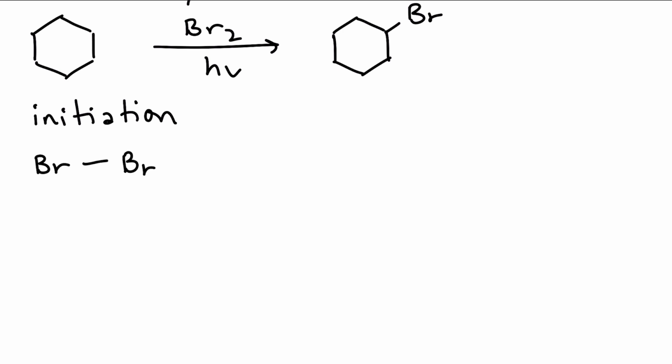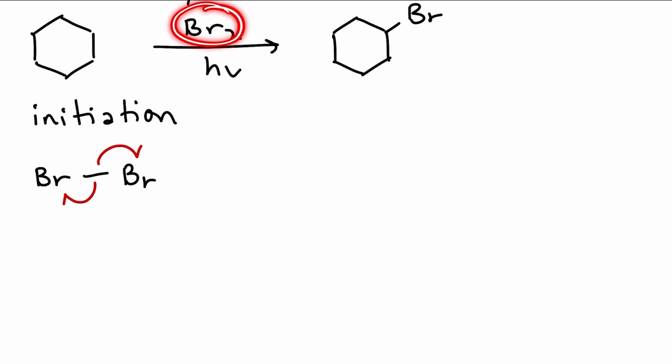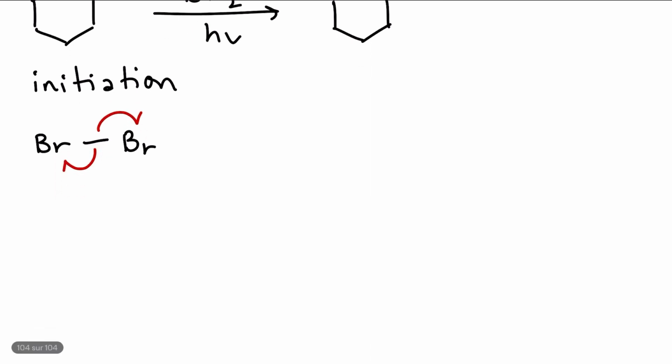For this reaction, when the bromine molecule is hit with light, the Br-Br bond will break in a homolytic way. So it will break and give 1 electron to each bromine. So you will get 2 bromine radicals, right? I'm just going to write 1 here then. So this is how the initiation step goes.